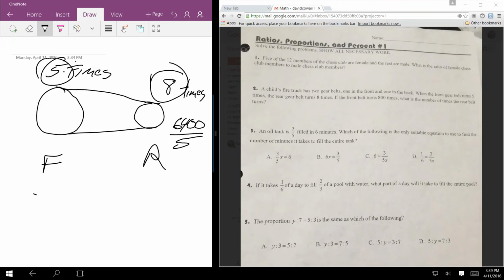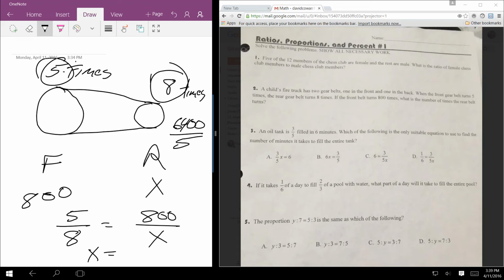You actually gave it to me in the ratio of 5 is to 8 as 800 is to x. Well, notice this gives me the same answer for x. I still get x equals 8 times 800 divided by 5, which is the same answer I got when I used the ratio of this to this. So all those ratios are proper.